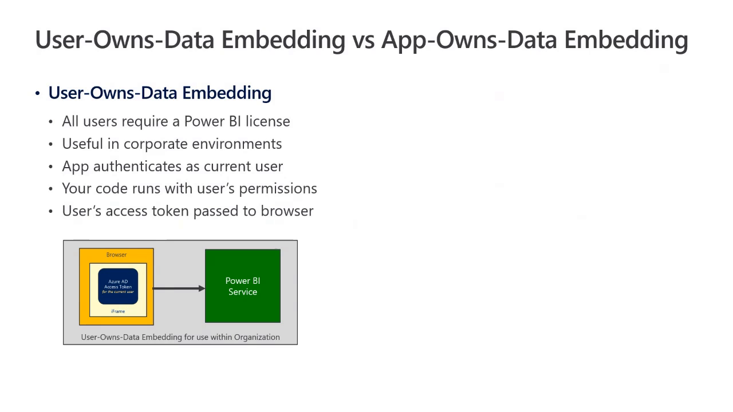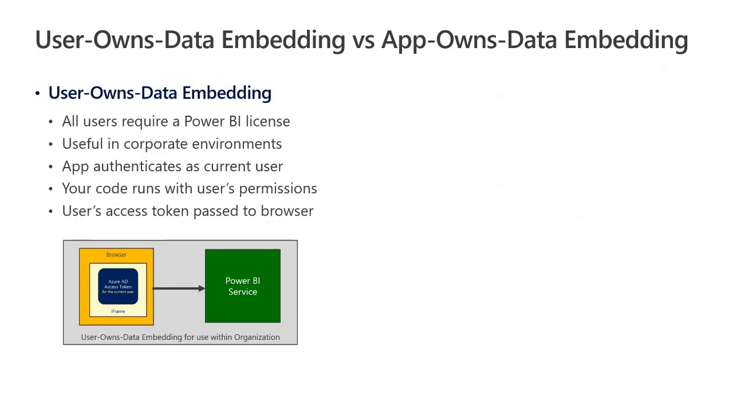And that is basically the security token that we use when we use embedded reports. Now, with user-owns-data embedding, every user has to have a Power BI license, and either your content has to be in a dedicated capacity, or every user has to have a Power BI Pro license.